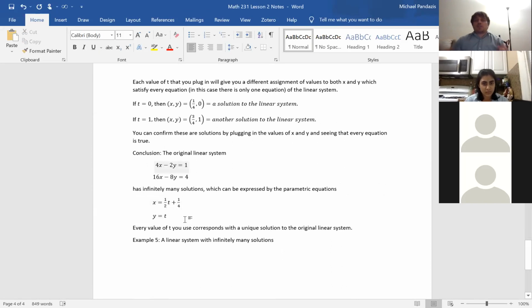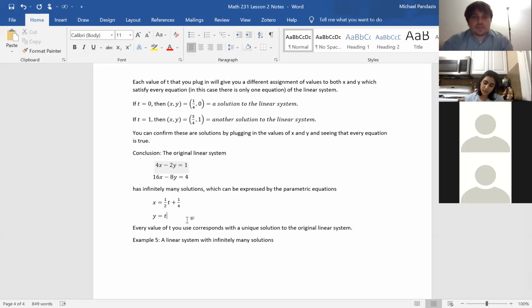These parametric equations are telling the reader that instead of writing down the infinitely many ordered pairs that are the solutions, there are infinitely many real numbers that you could use for t. Each of those t values will give you x comma y, which is a solution to that linear system. Does that make sense? So you're expressing the infinitely many solutions by these two parametric equations, where the infinitely many values of t correspond with the infinitely many ordered pairs x comma y, which each represent its own unique solution to that linear system.